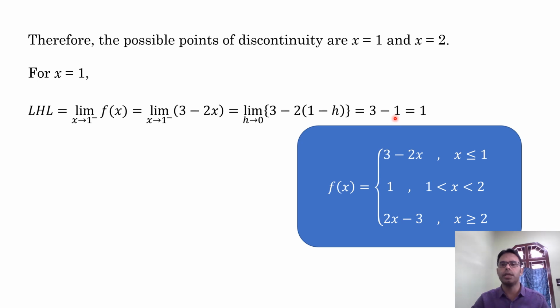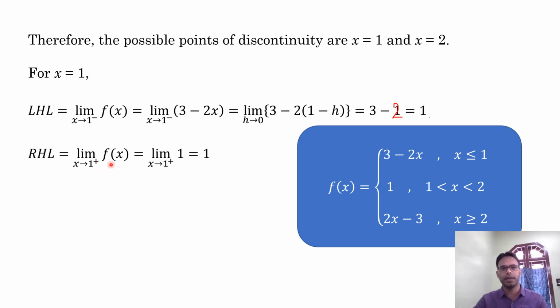2 into 1 is 2, so 3 minus 2 is equal to 1. That is correct: 3 minus 2 is equal to 1, so we got the left hand limit as 1. Okay, so to find the right hand limit, RHL, x tends to 1 plus, now the point is 1.